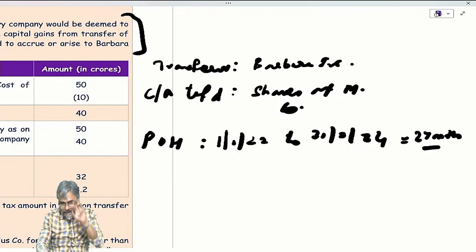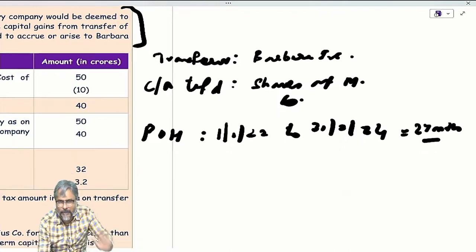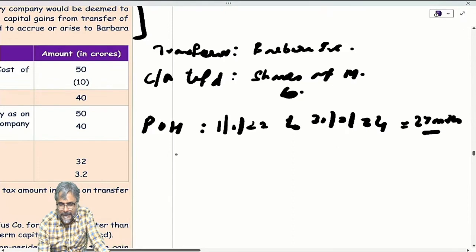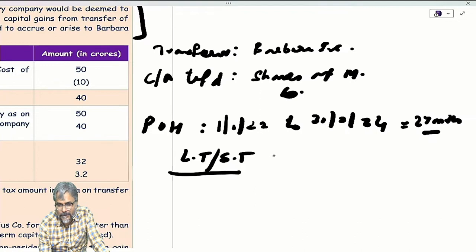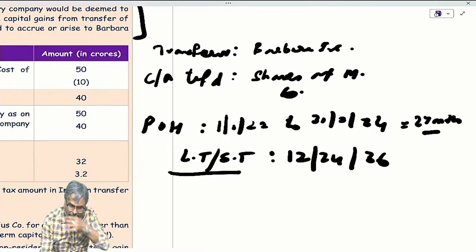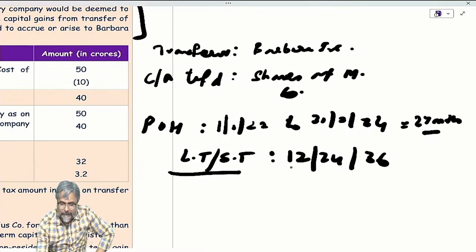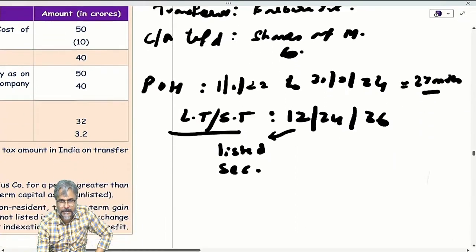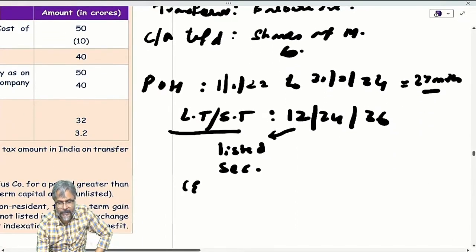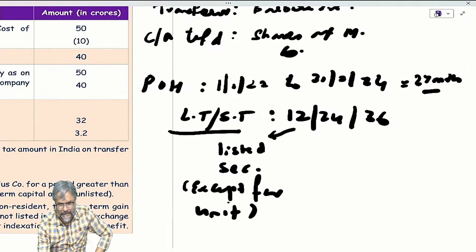On the capital gains front, you would know the period of holding for a capital asset is used to determine whether it is long term or short term. You know there are three periods of holding: 12 months, 24 months and 36 months, isn't it? 12, 24 and 36. What is for 12? 12 months is for listed security, except for unit. Just write it, except for unit.